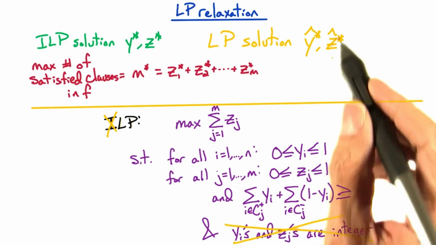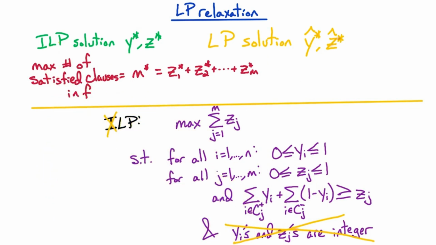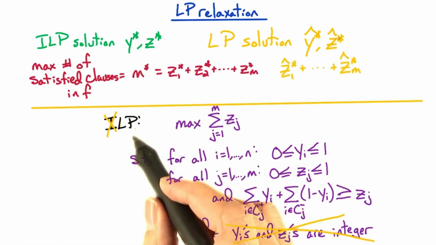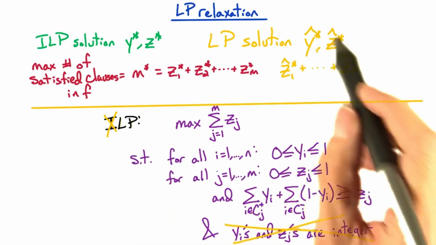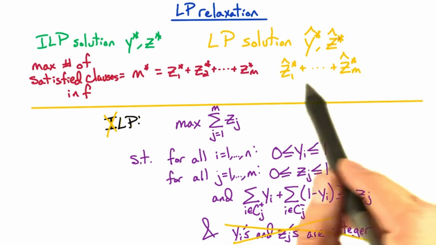What's the relation between the objective function for the linear program compared to the ILP objective function at the optimal point? Well, the value of the objective function for this LP at this optimal point is the sum of the z hat stars. How do these compare?